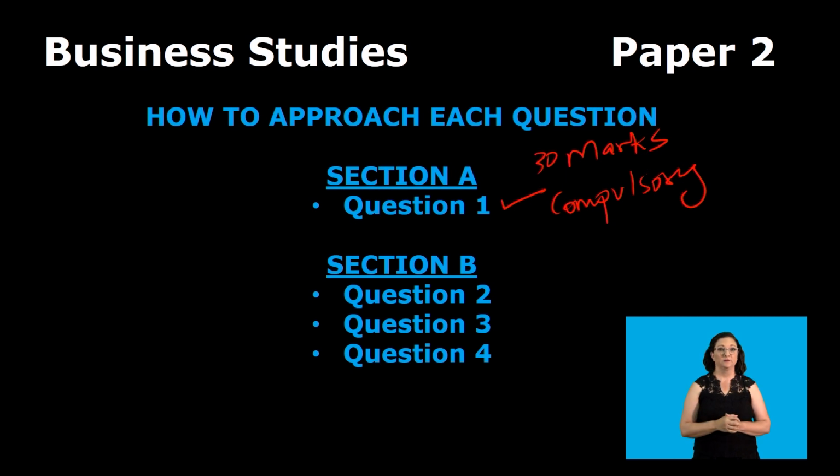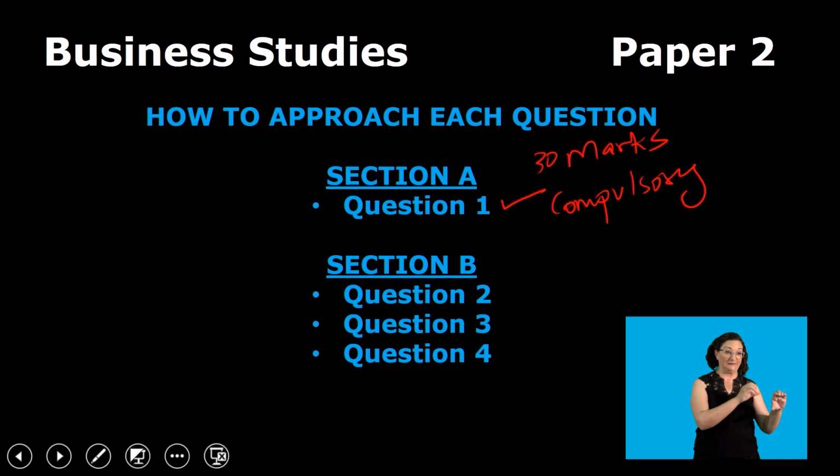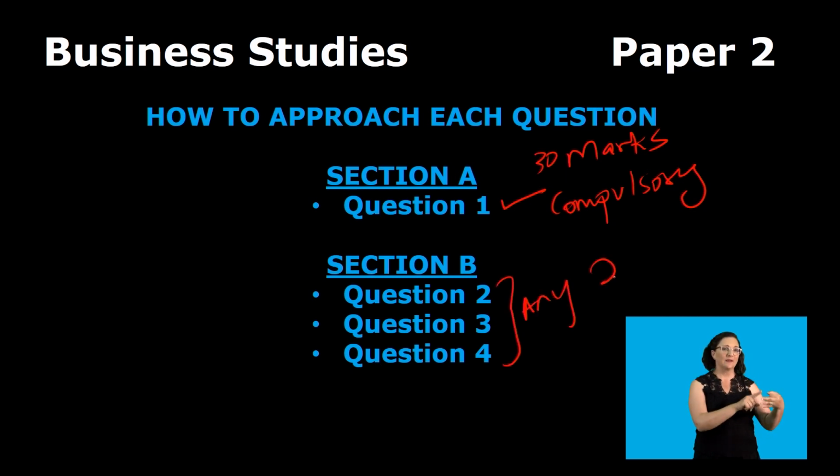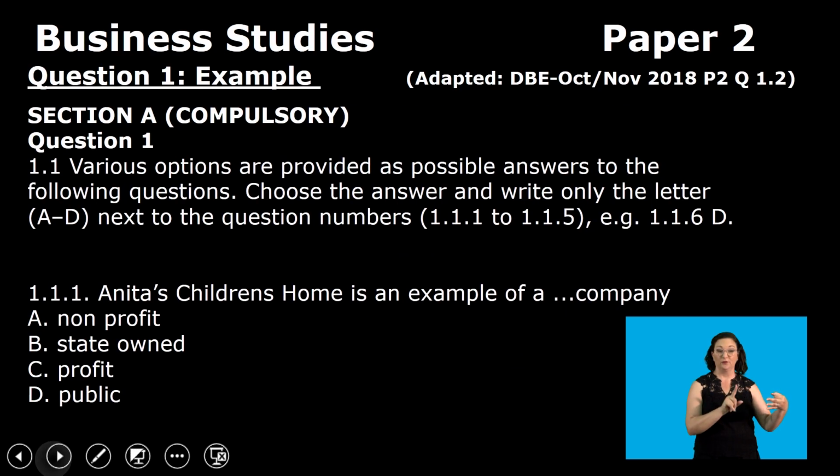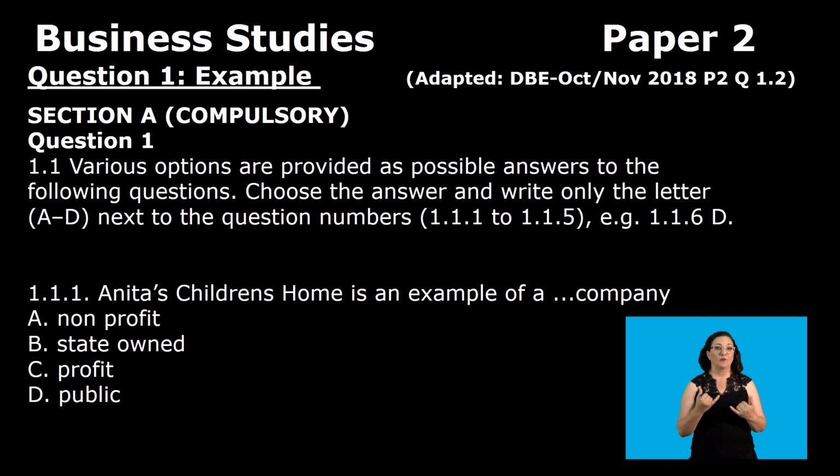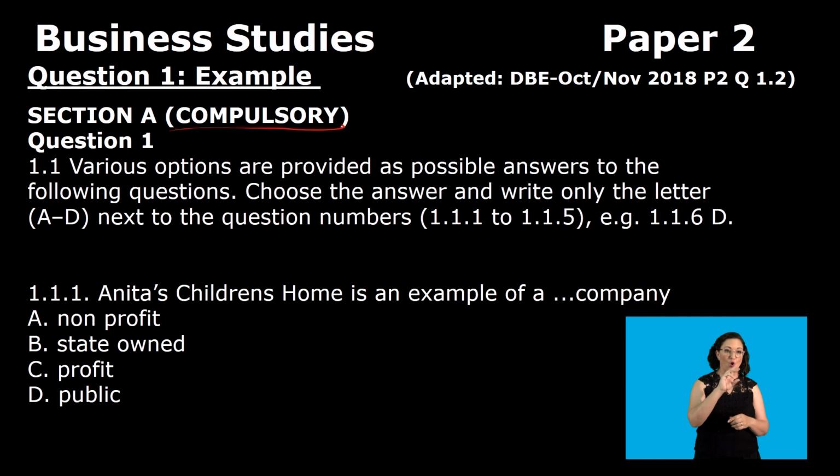Then section B, there's question 2, question 3, and question 4. Of these 3, you answer any 2. Do not forget. All right, so now let's say this is your exam. You are starting. It's just an example of how your exam will be like. So this is section A, compulsory. Please don't forget, compulsory means answer everything.